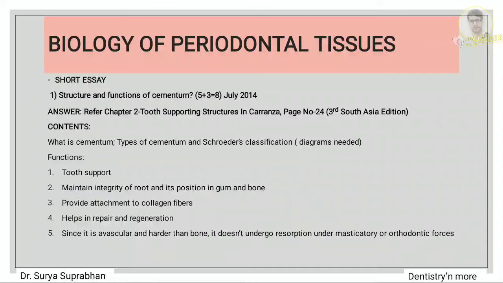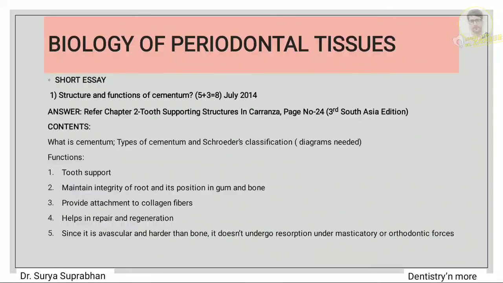Under the types of cementum, you have to show where the radicular cementum is present and where the coronal cementum is present. And also the Schroeder's classification, the types of cementum. If you draw a diagram mentioning all the different types of cementum, you will fetch more marks. And then coming to the functions of cementum, the 5 functions I have mentioned here.